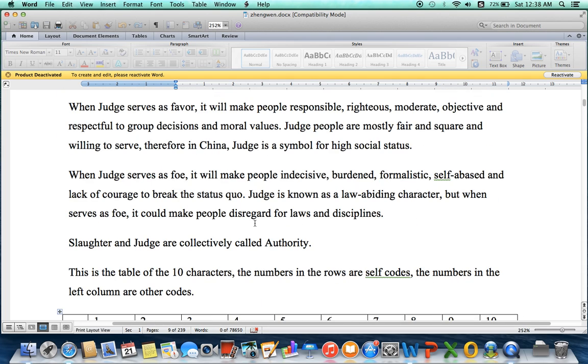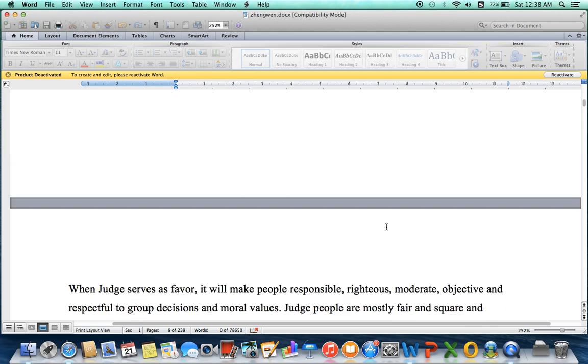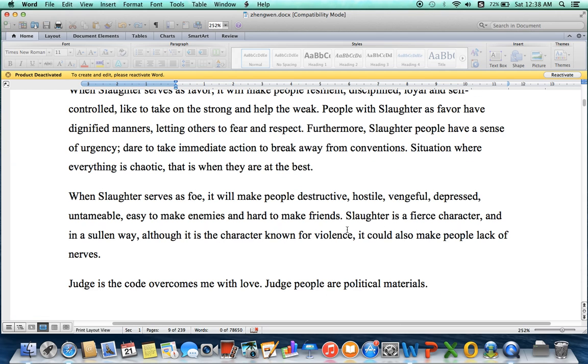So that's a lot of information. If you can remember, just remember the construction of the mainframe of the concept of character. What is character? Character is the relation between the self code and another code. Because you have different characters, you have a different personality.